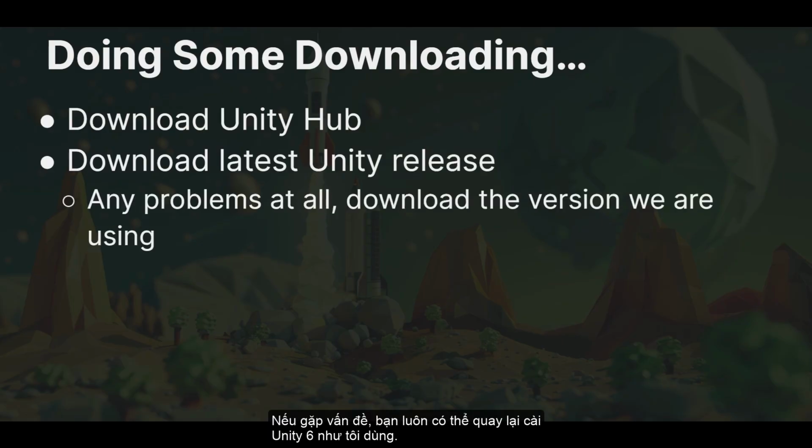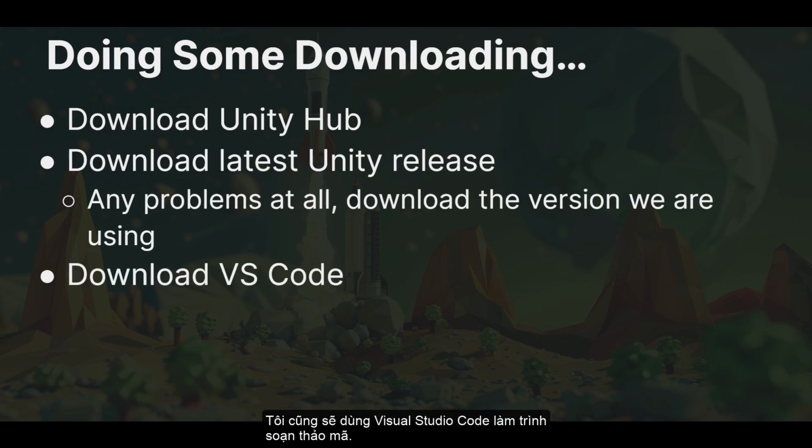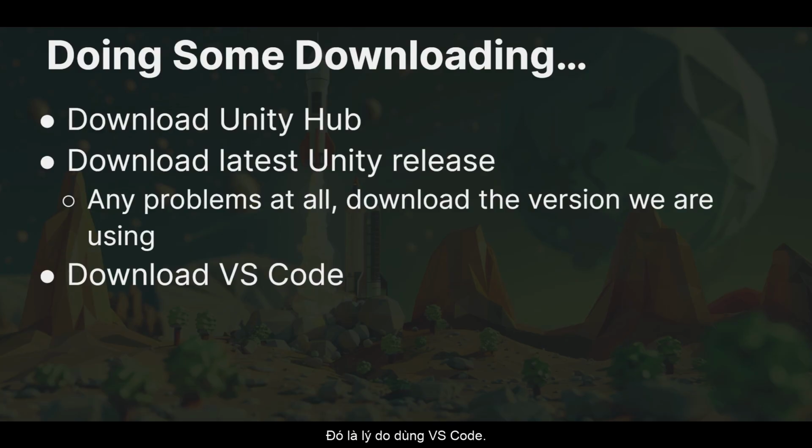Now, if you run into problems down the road, you can always go back and download Unity 6, the version that I'm using, and everything will look exactly the same as I've got on my screen. And I'm also going to be using Visual Studio Code as our code editor. The reason we use VS Code is it looks exactly the same on Windows and Mac, so that no matter what operating system you're using, it'll look the same on your screen as it looks on our screen. That's why we use VS Code.